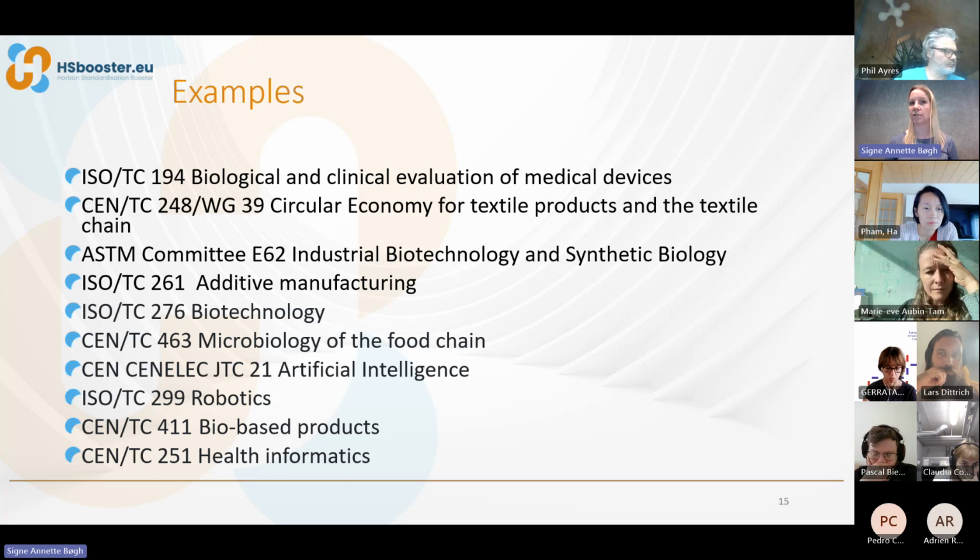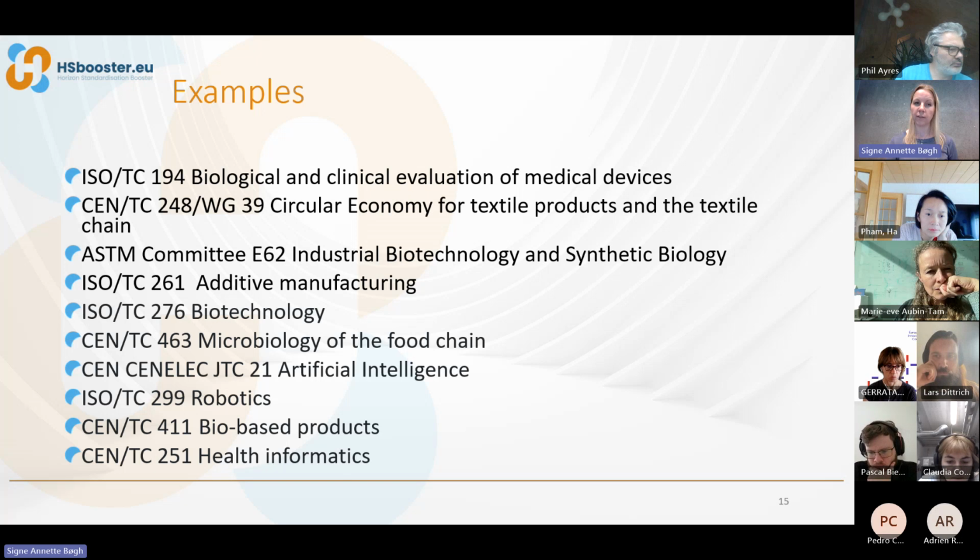Because sometimes in standardization, there can be different stakeholders with different viewpoints. And that means that sometimes there is a lot of negotiation going on in standardization. And AI is an example of where we have a lot of negotiation going on because we try to represent the European stakeholders in the particular committee.